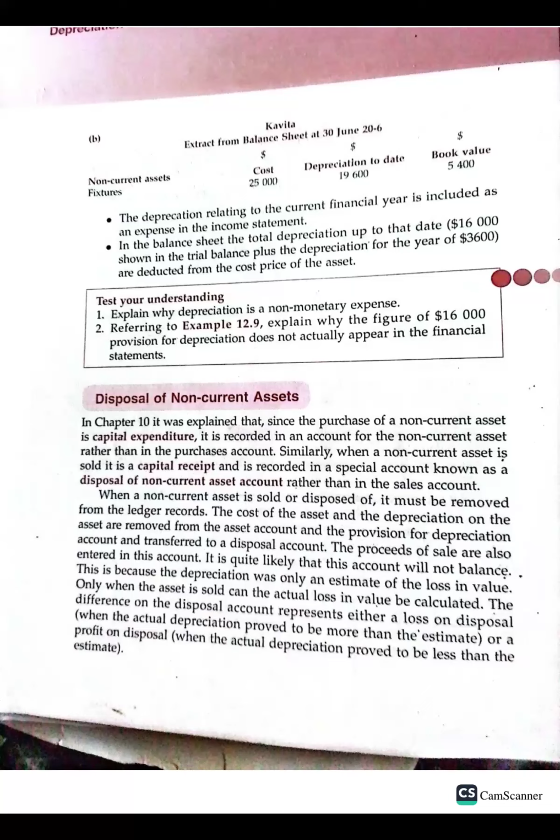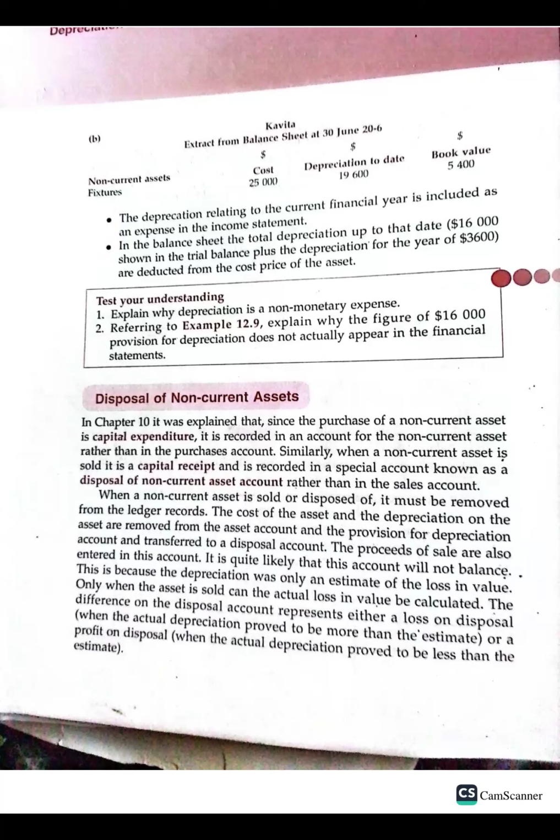The message to us is that when a non-current asset is sold or disposed of, it must be removed from the ledger accounts because we have sold it. We no longer have it. So even on our record, we have to show a deduction. The cost of the very asset and the depreciation thereof are removed from the asset account. You remove the cost of that asset because you no longer have that particular asset. This is very important. You need to get that.